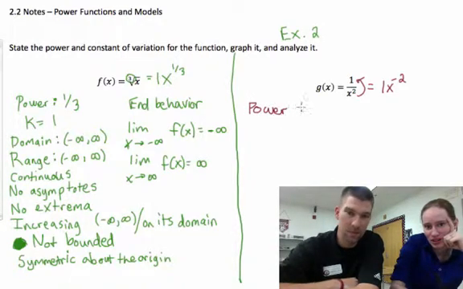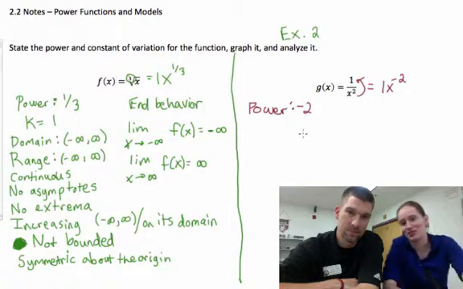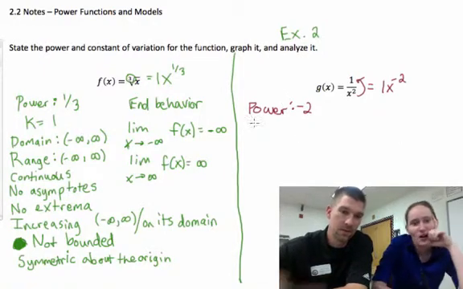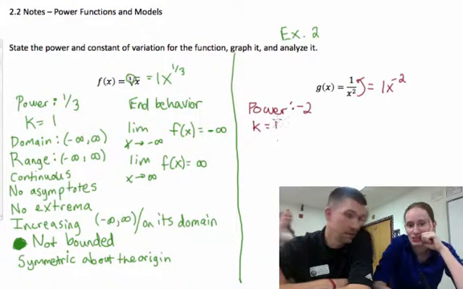So the power. I've got the power. Okay, then what is it? Negative 2. Okay, our constant of variation is? 1, because how many of those x to the negative 2's do you have there? I only have 1. Yeah, 1 it is.